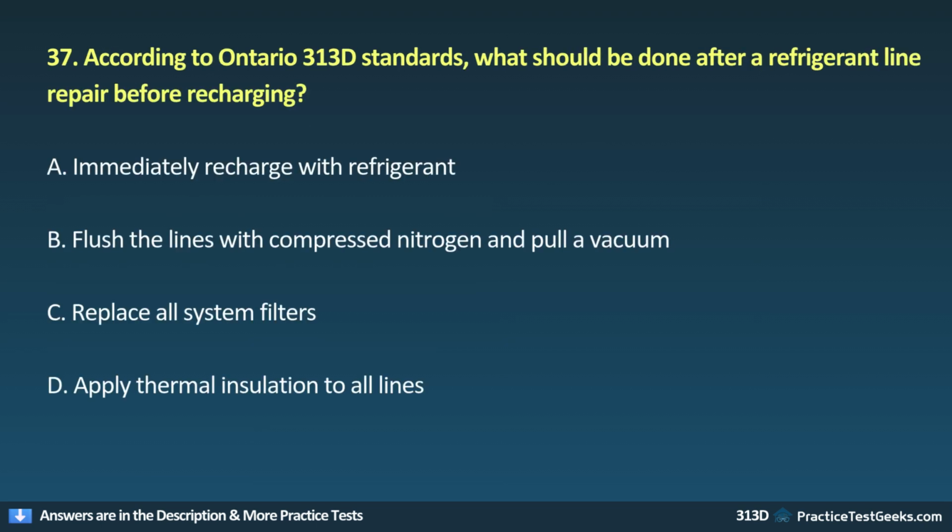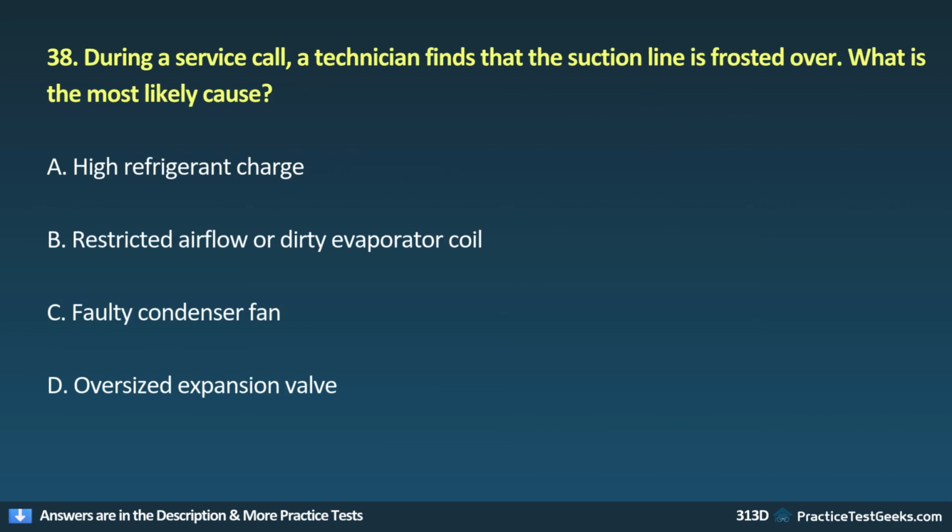37. According to Ontario 313D standards, what should be done after a refrigerant line repair before recharging? A. Immediately recharge with refrigerant. B. Flush the lines with compressed nitrogen and pull a vacuum. C. Replace all system filters. D. Apply thermal insulation to all lines.